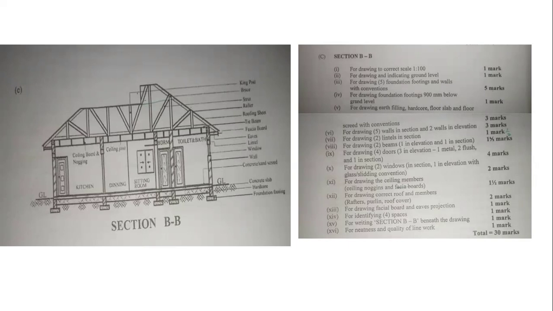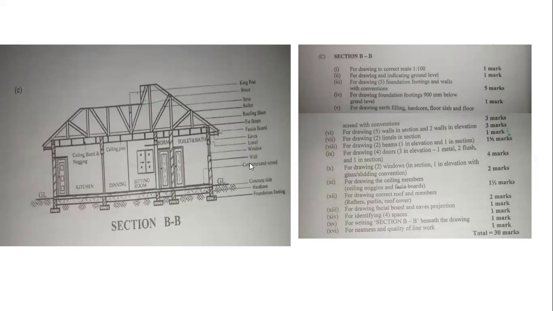Let's start with Roman figure 1 here. It says that for drawing to the correct scale 1:100, 1 mark. As I said, making use of that scale is very, very important. You must divide each dimension by 100. For doing that, you have 1 mark. Then for drawing and indicating ground level, 1 mark. So you must ensure that you indicate ground level. This is what we see here. This is GL. So we use GL to indicate ground level.